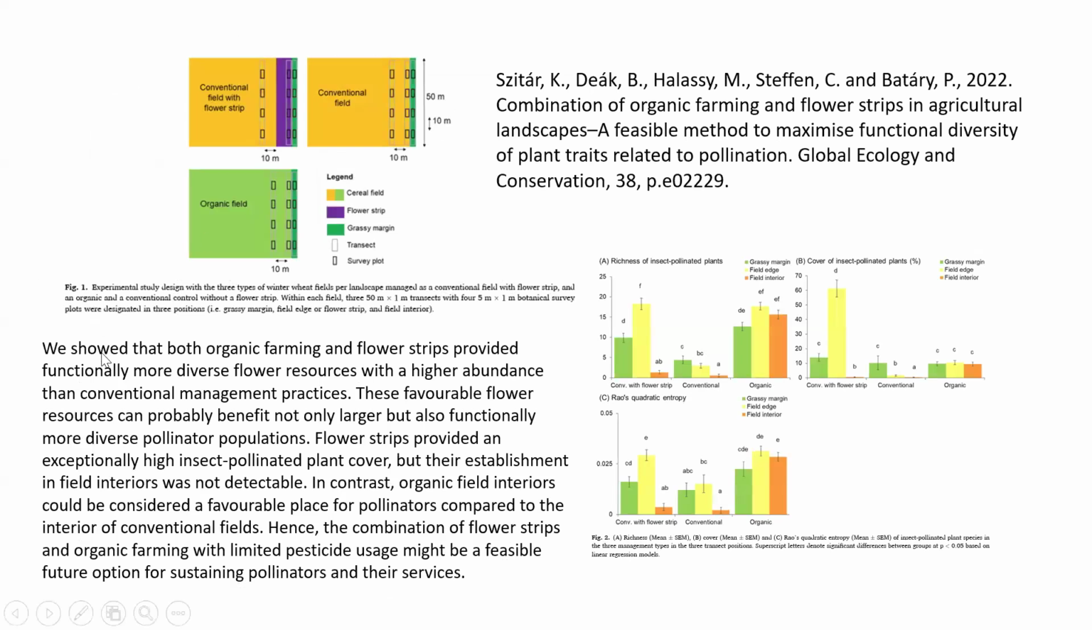Other research has shown that it's not just the flower strip, but it's also the farming system. So here in this study, they found that both organic farming and flower strips provided functionally more diverse floral resources that allowed insect pollinators to come into the field. Well, they found that both the organic and the flower strips were helpful. And that's probably because the organic system would have weeds in it, which would have a more complex flower structure.